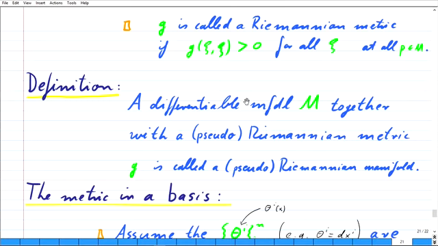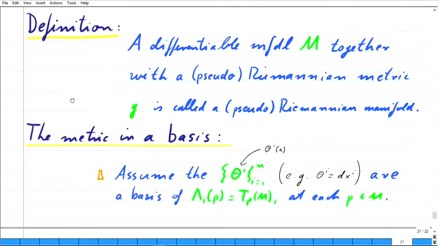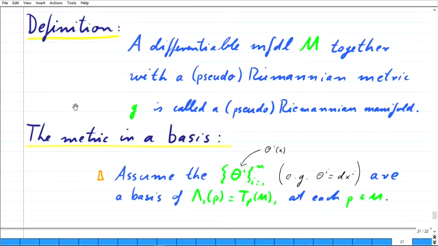Of course, in general relativity, the metrics will not be Riemannian, it will be pseudo-Riemannian, because the distances can be negative. Remember that the space-time distances between two events can be space-like or time-like. And in the time-like case, it would be negative by the convention that we adopt here. So a differentiable manifold together with a Riemannian or pseudo-Riemannian metric is called a Riemannian or pseudo-Riemannian manifold.